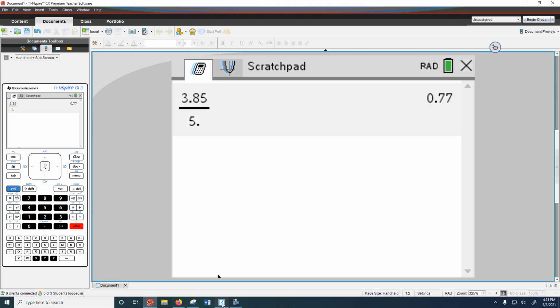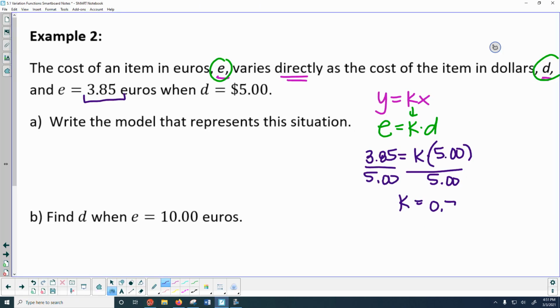Okay, well, we're not going to have a fraction, so we'll just use the decimal with the decimals given. And now we can write our model. The pattern we started with was E equals k times D. So now our model is E equals 0.77 times D. We want a follow-up equation to be possible, so we need to have that equation with the variables in the correct spots filled in. We now can use that for part B. Find the dollar amount when the euro amount is 10 euros.